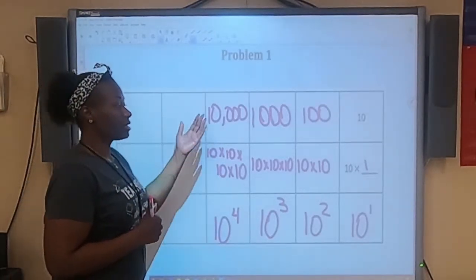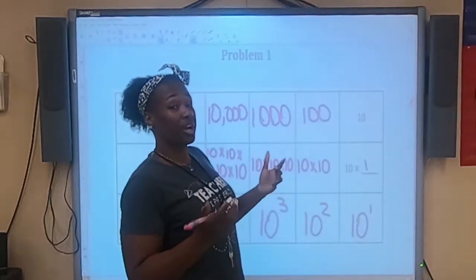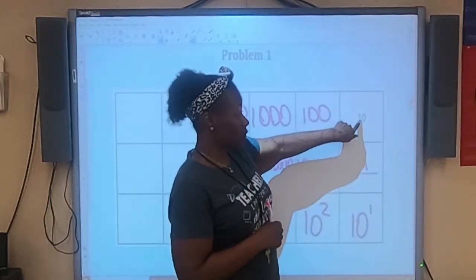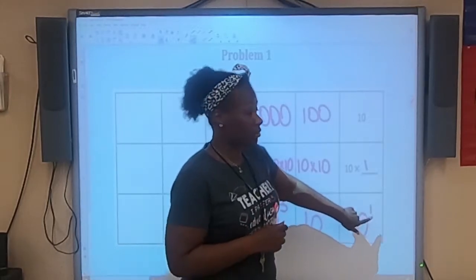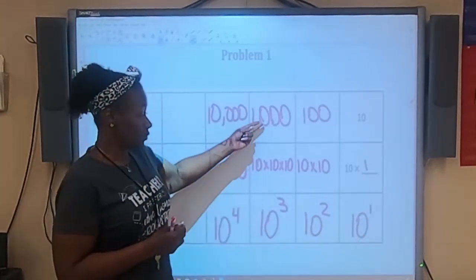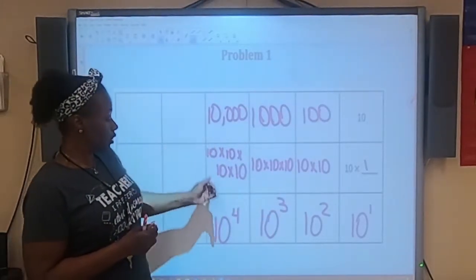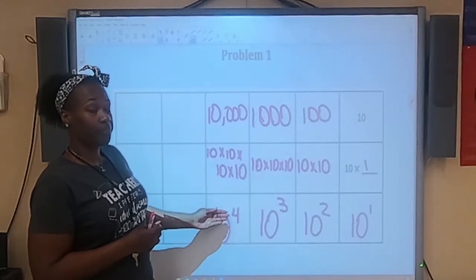If you're looking at the standard form of the number, the zeros tell you your exponent. Meaning, 1 zero in my number, my exponent was 1. 2 zeros in my number, my exponent is 2. 3 zeros in the number, my exponent is 3. 4 zeros in the number, my exponent is 4.